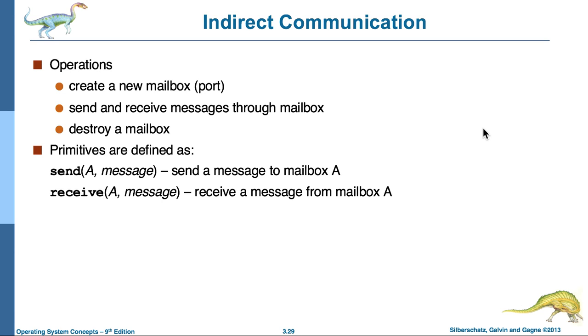So some operations in the realm of indirect communication would be as follows. You want to go ahead and create a new mailbox. You want to send and receive messages through the mailbox. And then finally, looking again at the life cycle of this mailbox, you want to destroy the mailbox. The primitives, the operations are defined somewhat as follows. You would again have send and receive messages, except that in this case, you have send(A, message), right? So send a message to mailbox A and receive(A, message), receive a message from mailbox A. Okay, but definitely as you can see, there's a layer of indirection that's been added here where instead of referring to processes, we're referring to mailboxes.